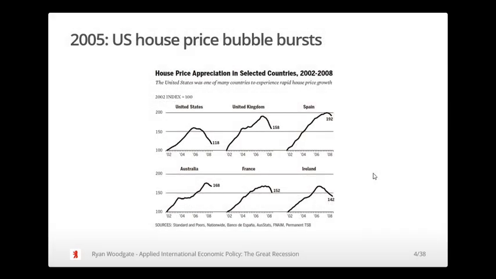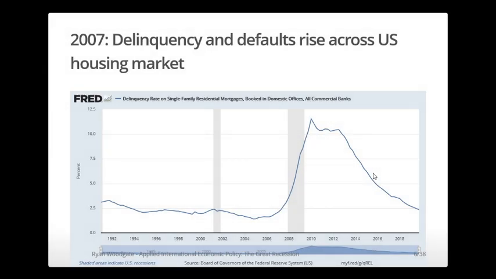But at the moment, we're only in 2005, 2006, and now in 2007. We see that delinquency rates and defaults rise across the whole housing sector of the US, because this is the delinquency rates across the US housing markets. And it really picks up and stays quite stubbornly high for the years to follow.